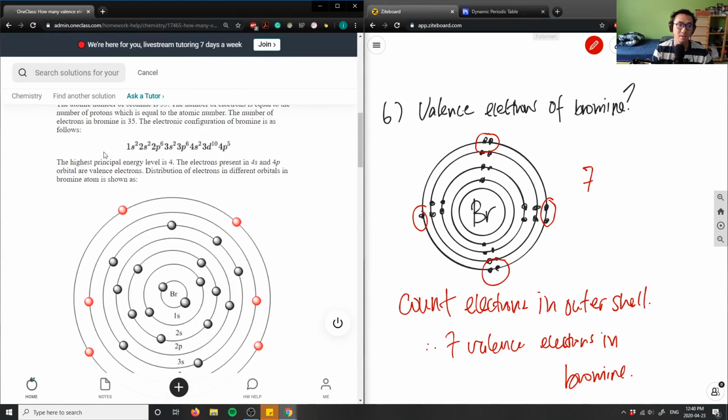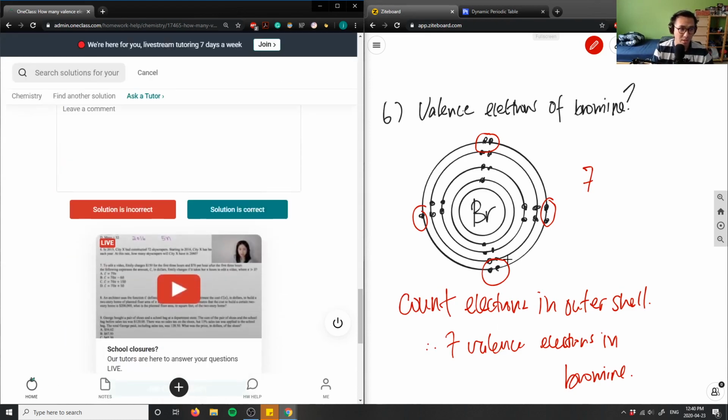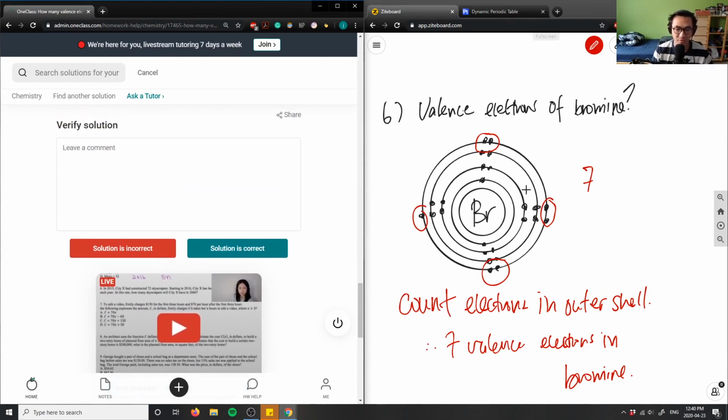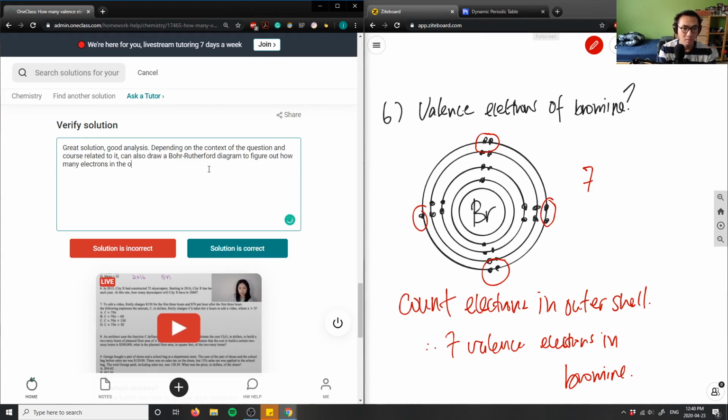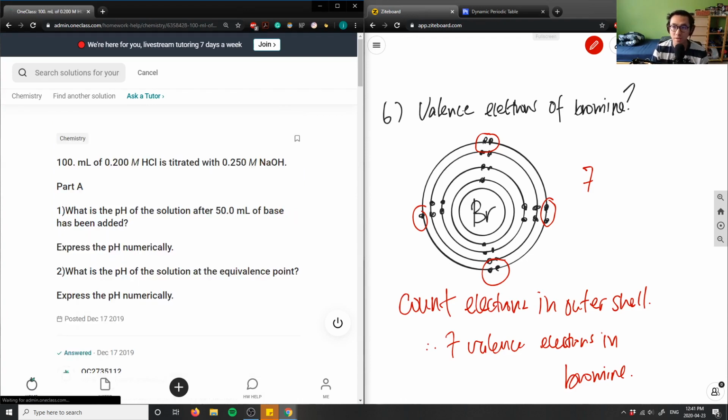So here, they justified using the electron configuration, but we can also justify with the Bohr-Rutherford diagram in this case. Again, it's the incorrect model, but if the question is asking from a grade 9 perspective, this would be a valid answer. So great solution. Good analysis. So depending on the context of the question and the course related to it, you can also draw a Bohr-Rutherford diagram to figure out how many electrons are in the outer shell. So that was number six. That's good.